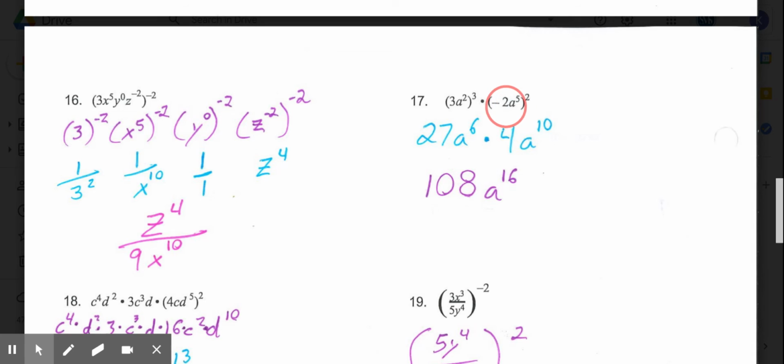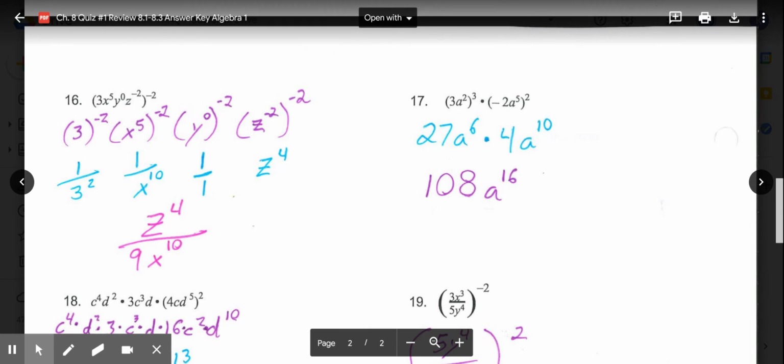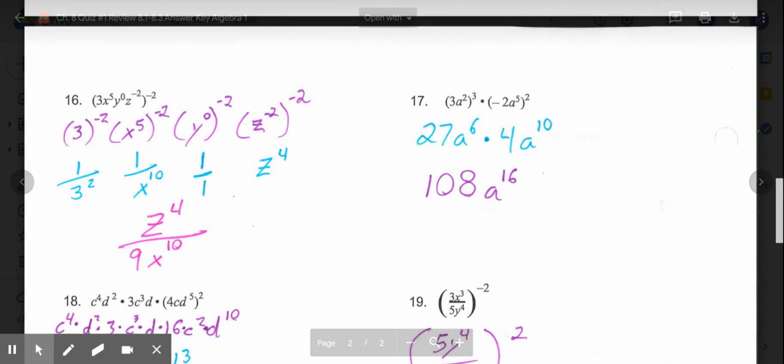Then with the second term, or second part, negative 2 to the second power is a positive 4. A to the fifth to the second power is a to the 10th. So then I can multiply the 27 and 4 for 108. A to the 6 times a to the 10th is a to the 16th. So we have 108 a to the 16th.